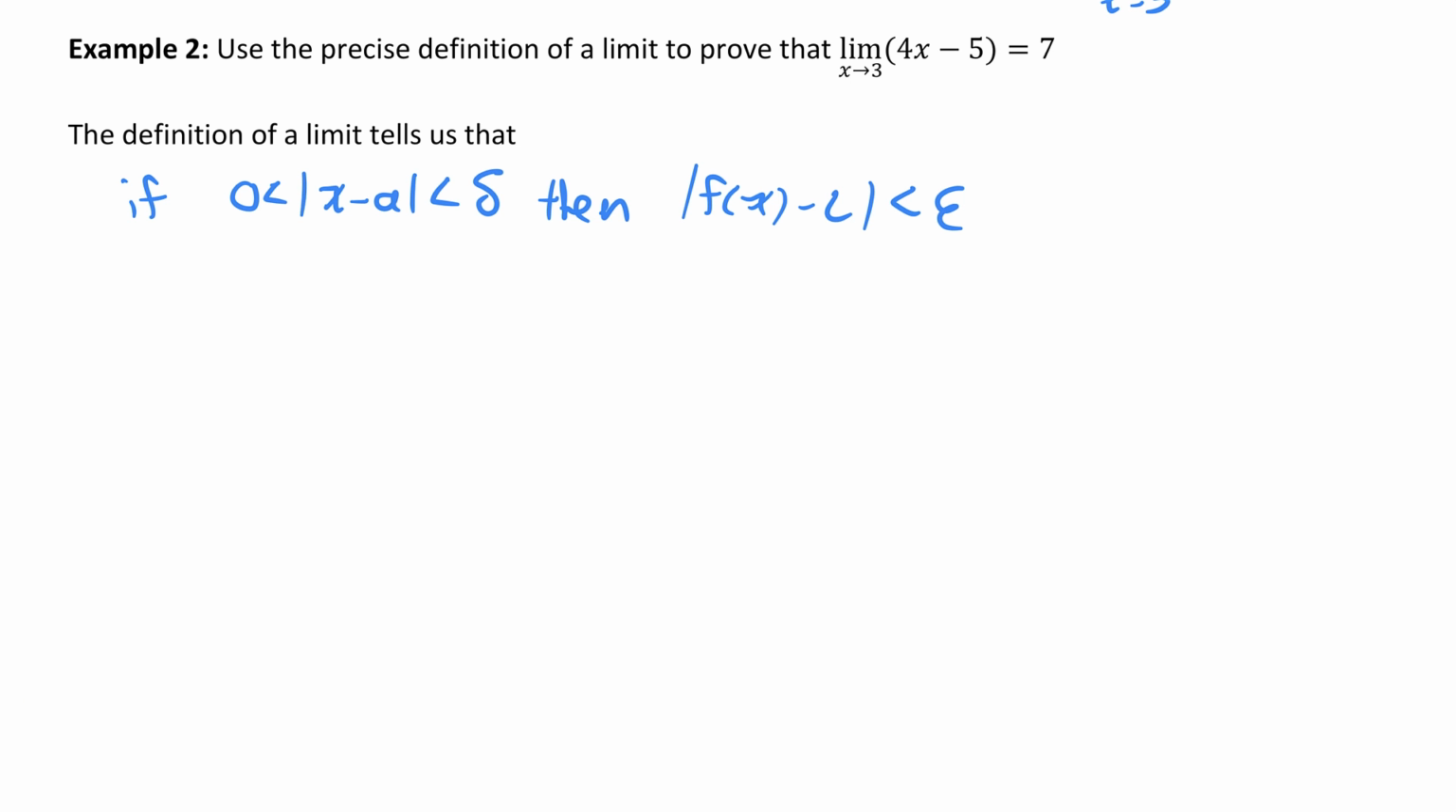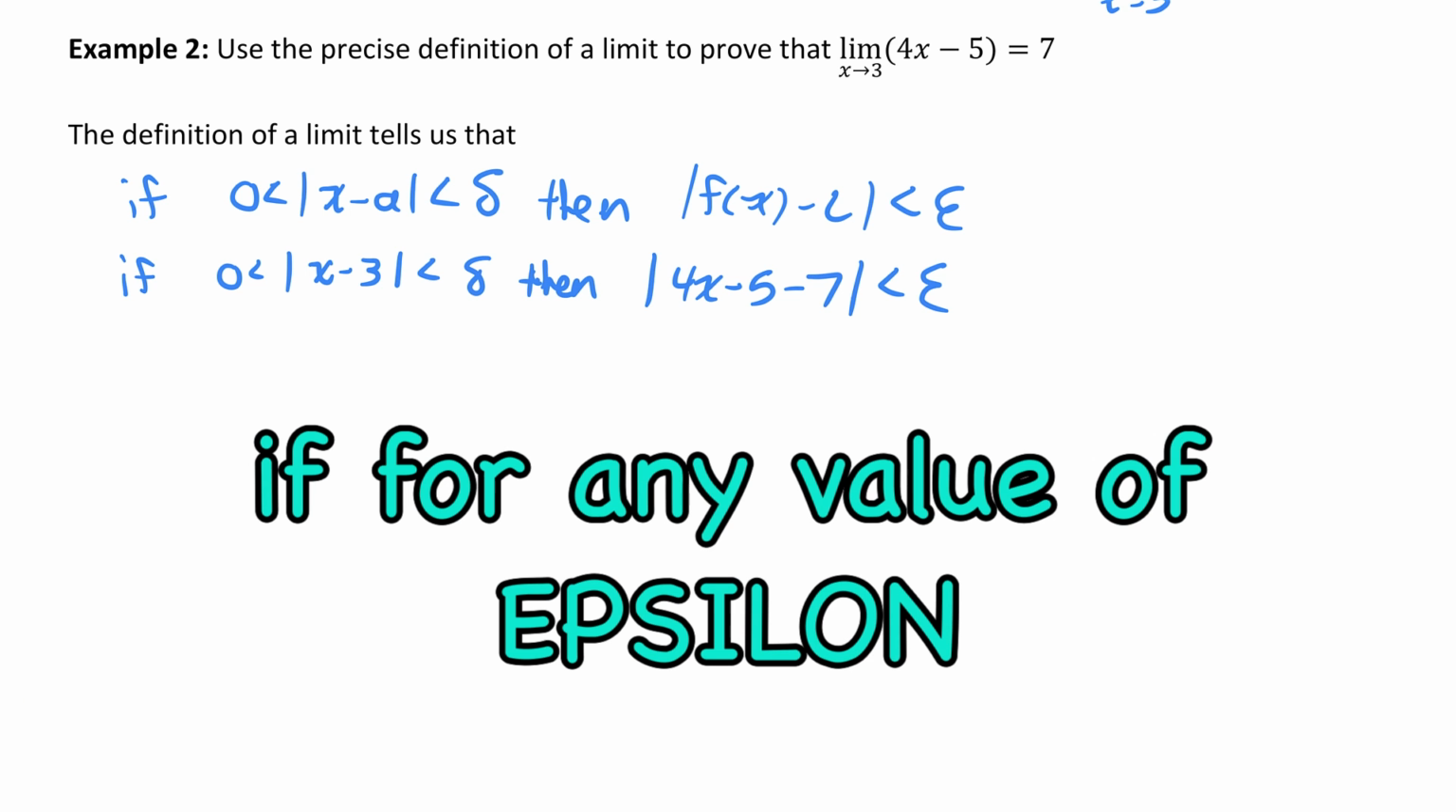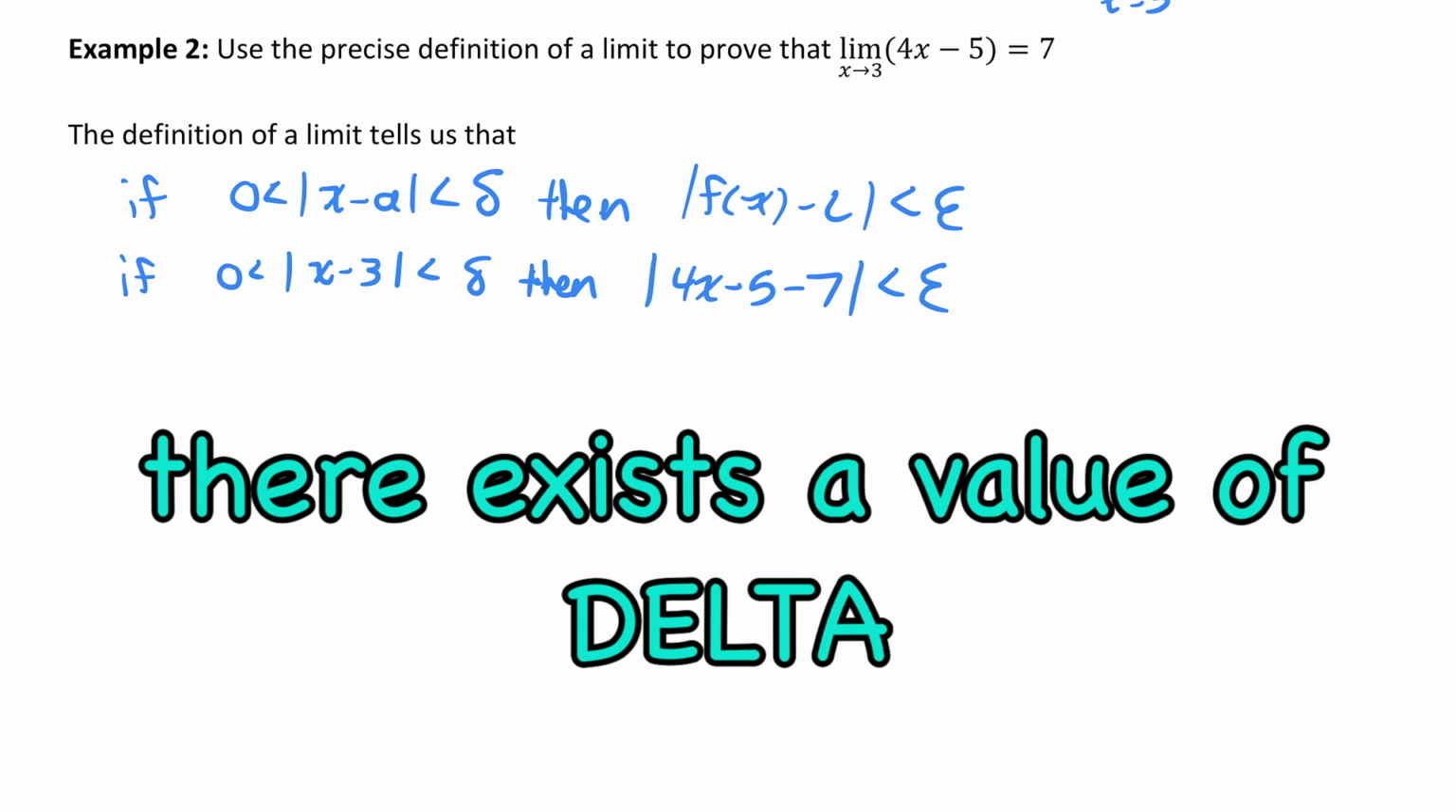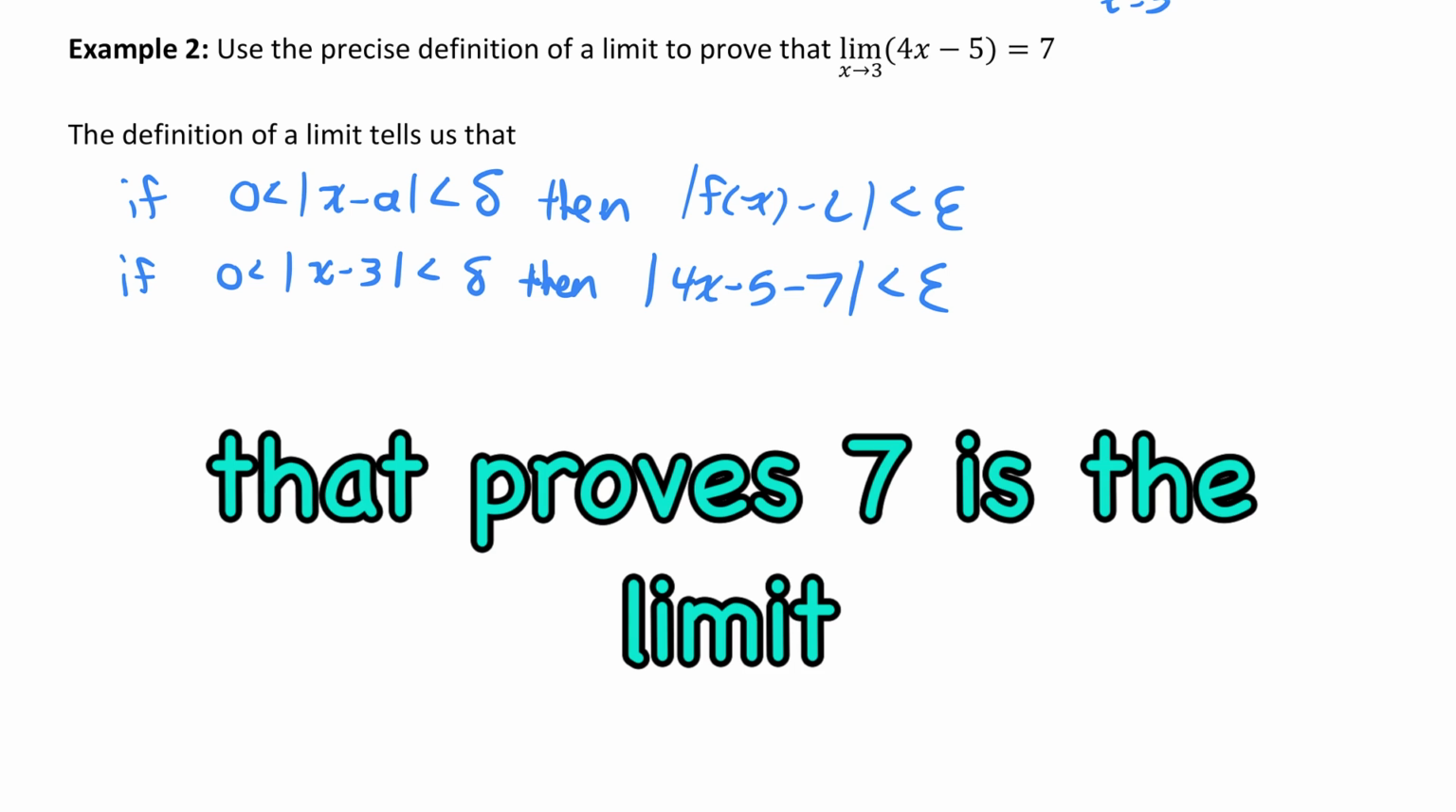And let's plug in what we know from this question. In this question, our a value is 3. And we know the value of the function. The function value is 4x minus 5. And it says to prove that the limit is 7. So I'll sub in 7 for the limit. Now I don't have a value for epsilon or delta, but I should be able to see the relationship between the two to prove that this in fact is the limit. If for any value of epsilon there exists a value of delta, then I've proven that 7 is the limit.